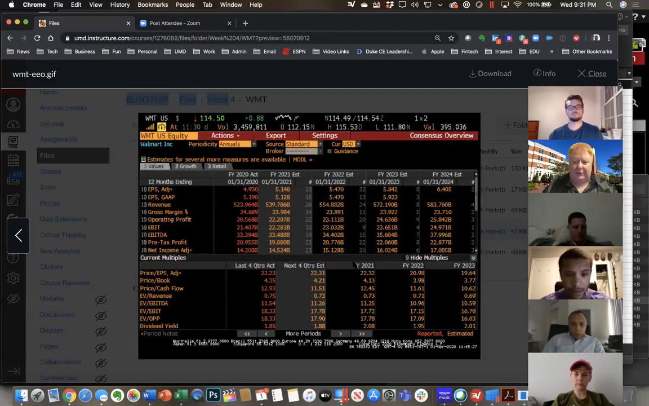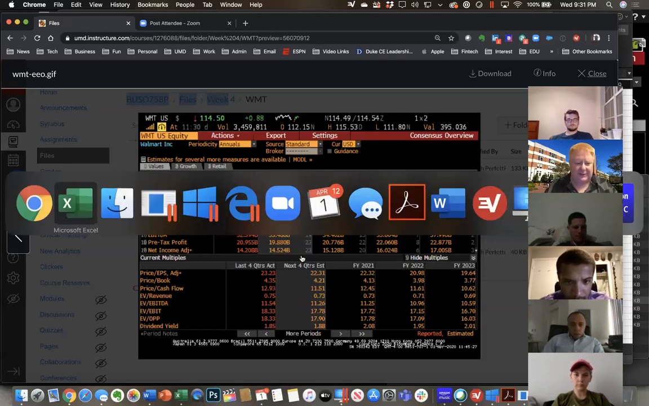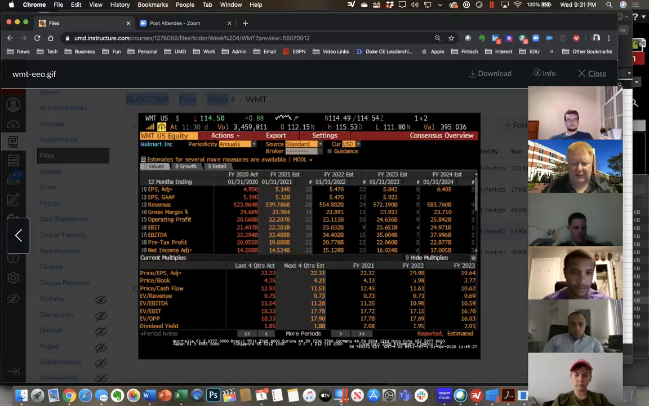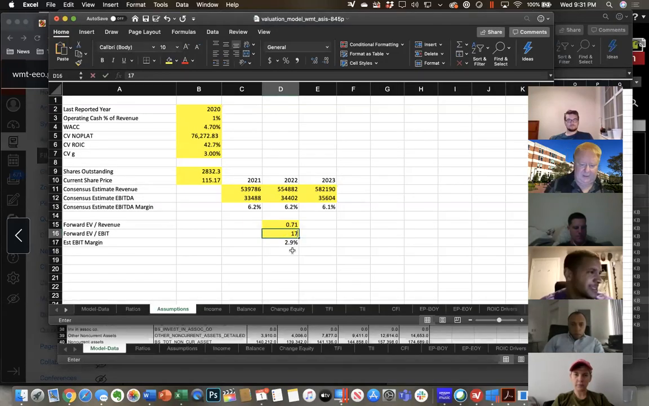Their second forward year, EV to sales, 0.71, EV to revenue. And EV to EBIT for the second forward year, 17.15. So we know that their long-term margin should be 4.1%.